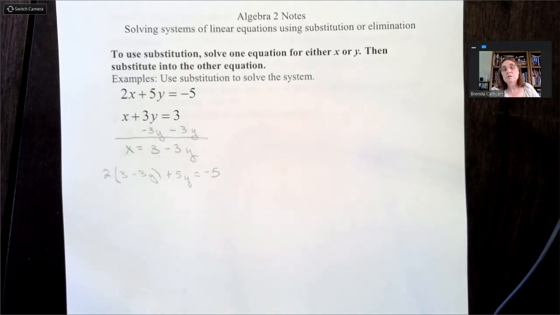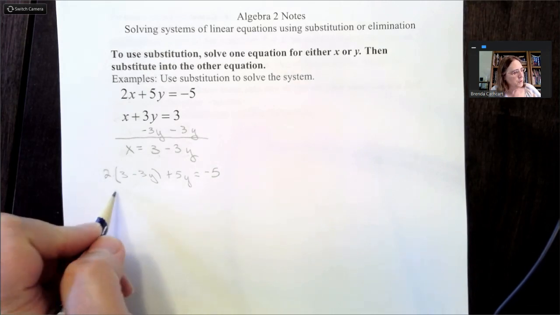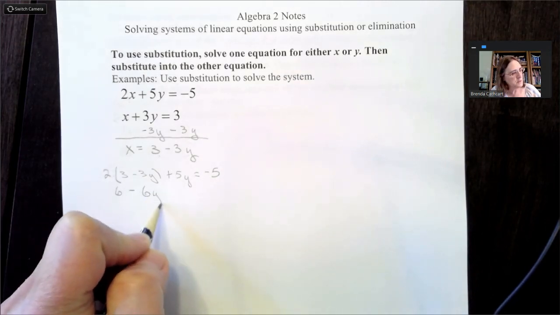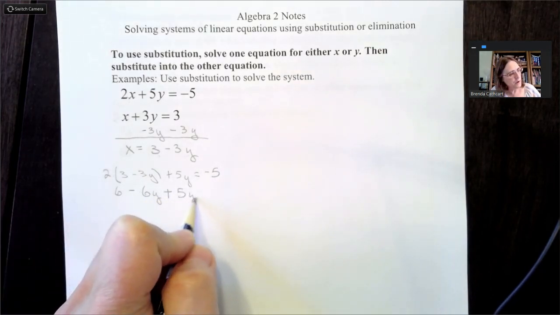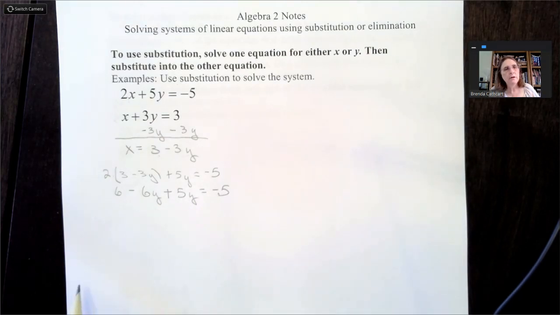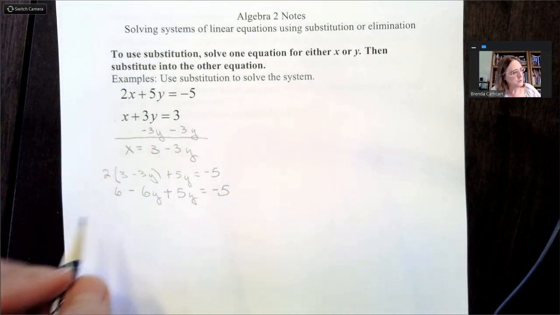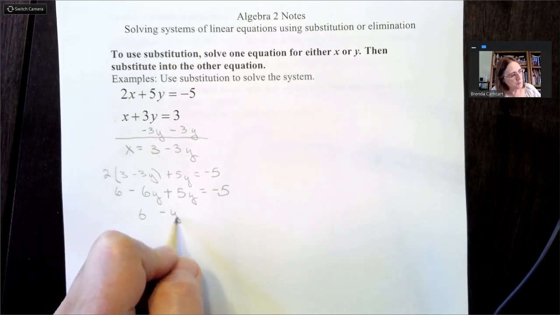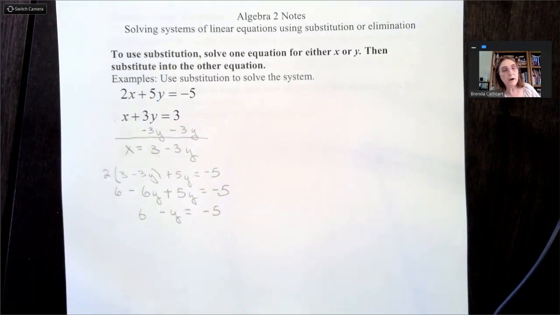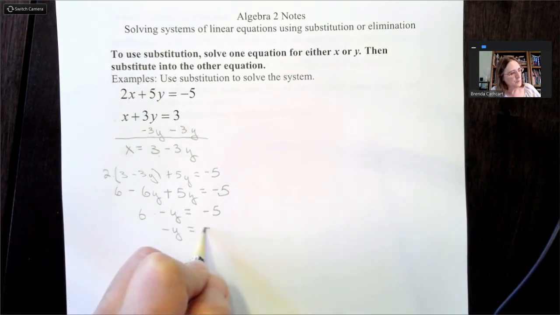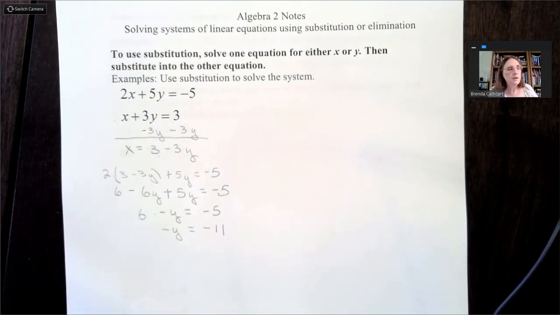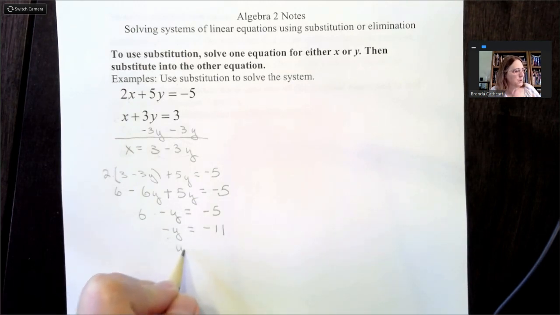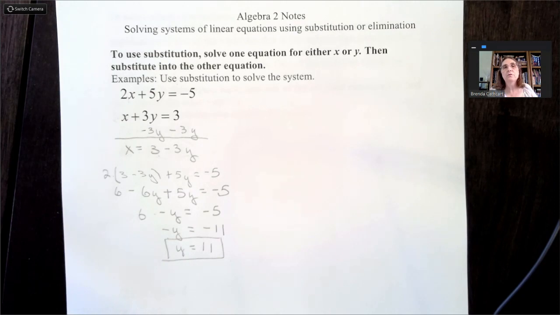Now we're going to distribute and solve. Notice our equation is only in the variable y. So distributing gives us 6 minus 6y plus 5y equals negative 5. Combining the like terms gives us 6 minus y equals negative 5. Subtracting 6 from both sides, negative y equals negative 11, and then dividing both sides by negative 1 gives us y equals 11. So we now have our value for y.